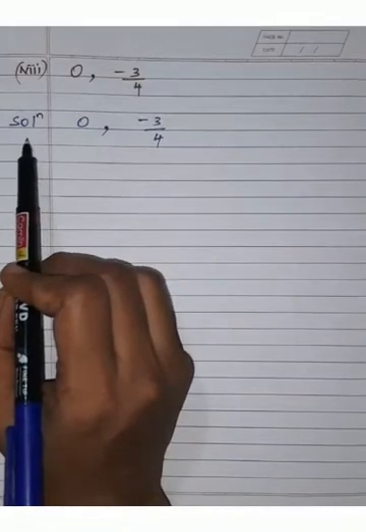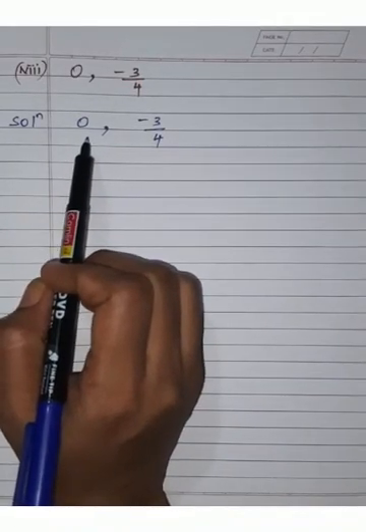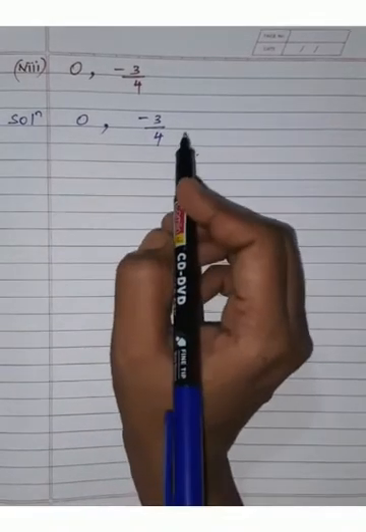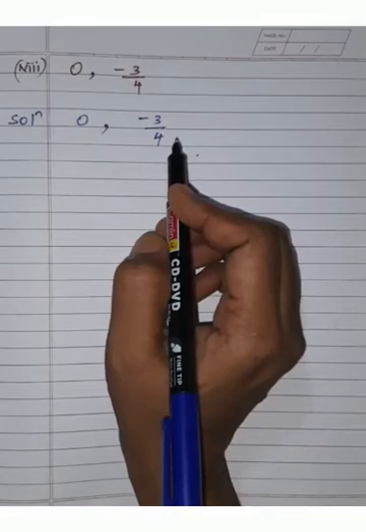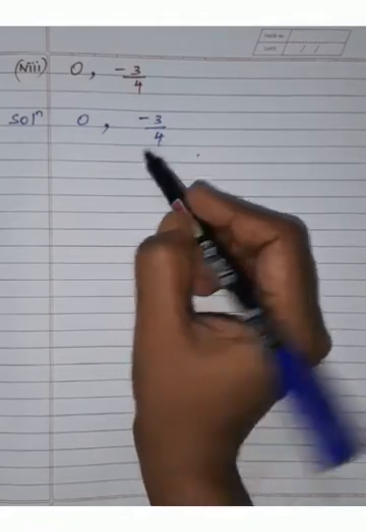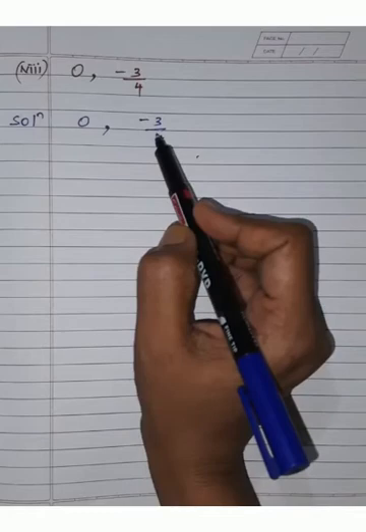So we will start the solution as 0, comma, minus 3 upon 4. Now children, when we want to find the numbers between 0 and minus 3 by 4, on the number line we will have only two numbers, that is minus 2 upon 4 and minus 1 upon 4. But we want to find three numbers. Okay, so what I will be doing children, I will be converting these numbers into equivalent fractions.